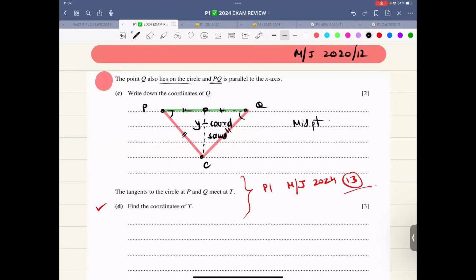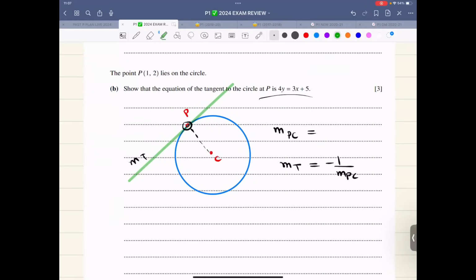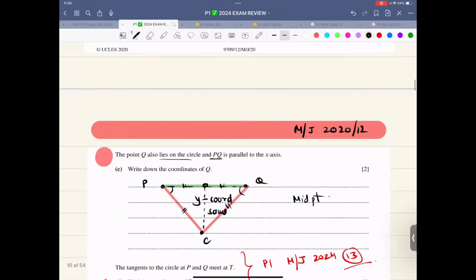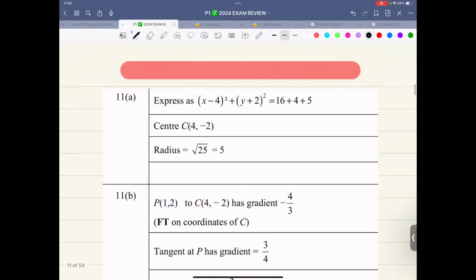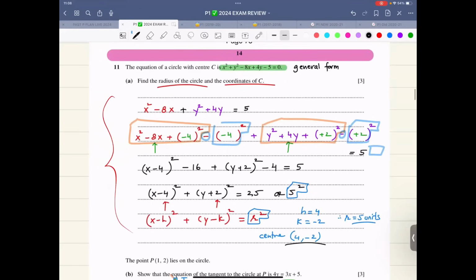Now the two tangents meet at T. That means this is one tangent. Let me draw another tangent like this, and the other tangent would be at Q, and they would meet at this point, that is T, that is a simultaneous equation. So now let's look at the working. So this is the working for the first part.